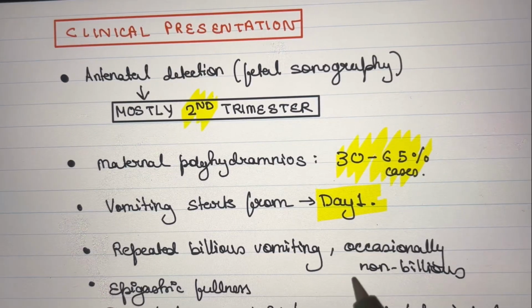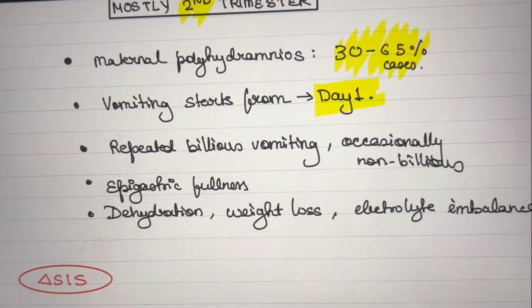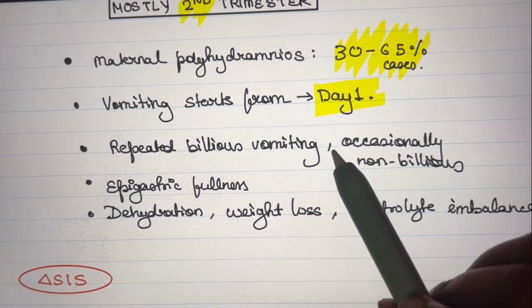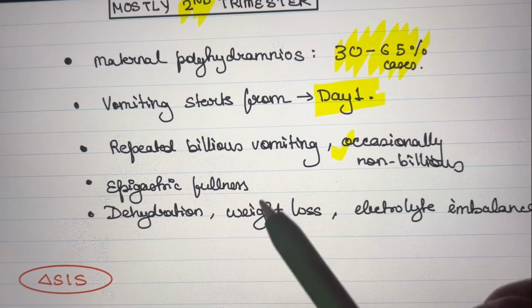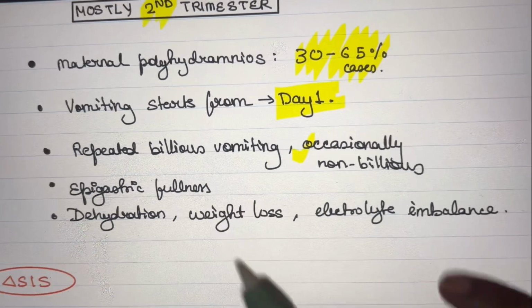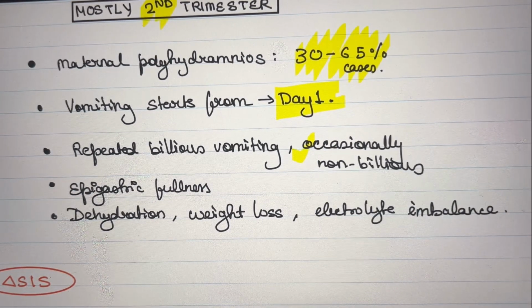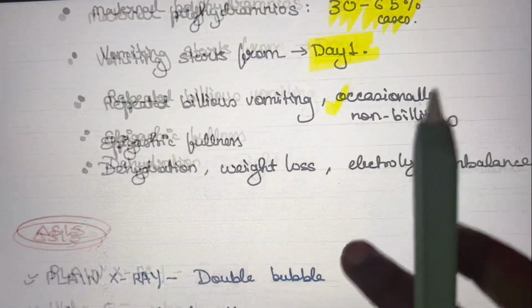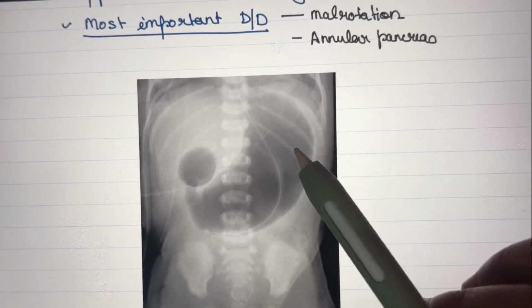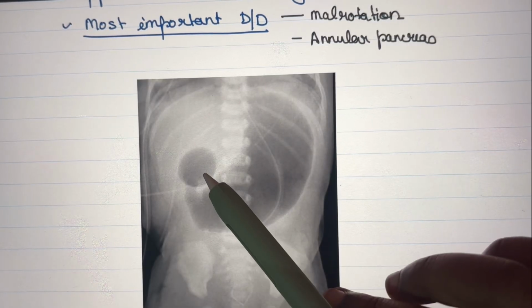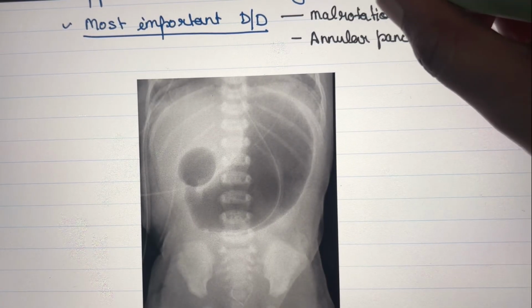So vomiting starts from day 1, and repeated bilious vomiting will be present. Occasionally there might be non-bilious vomiting. There will be epigastric fullness, dehydration, weight loss, and there will be electrolyte imbalance present in cases of duodenal atresia. The diagnosis is via the plain X-ray. I have told this many times. In duodenal atresia, we have the double bubble sign. This is the double bubble sign.